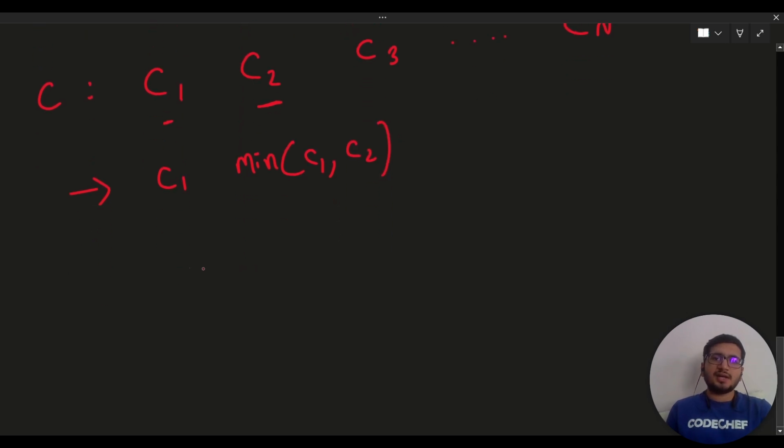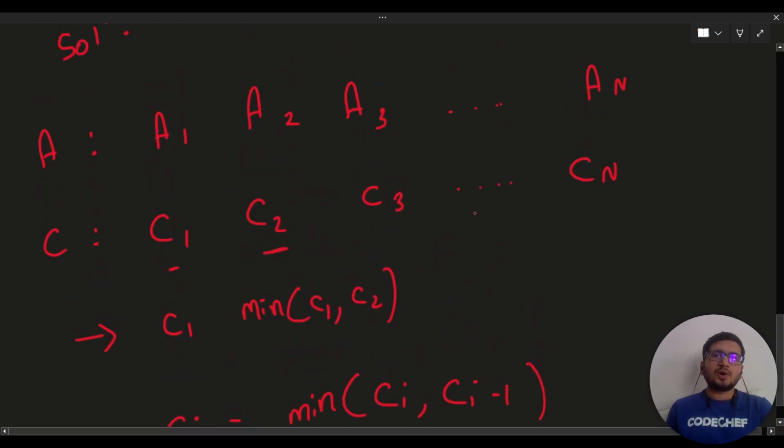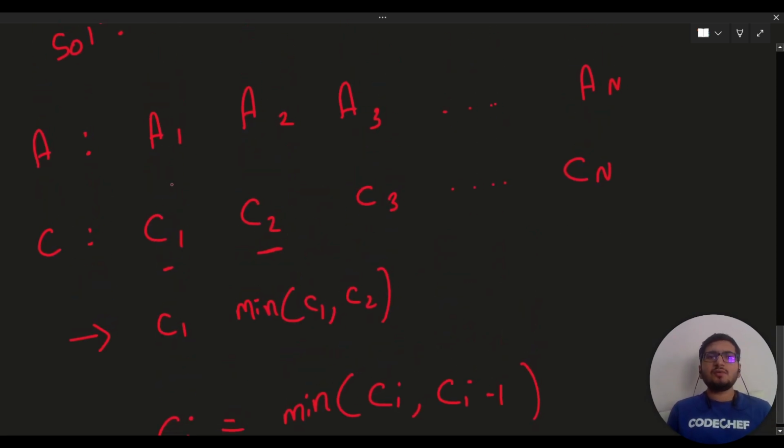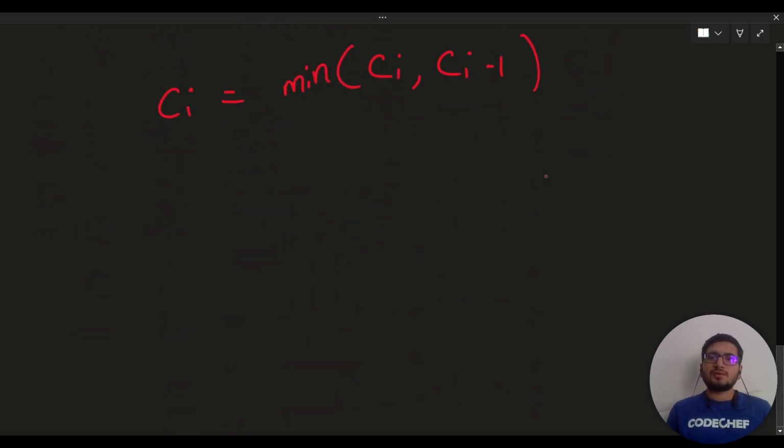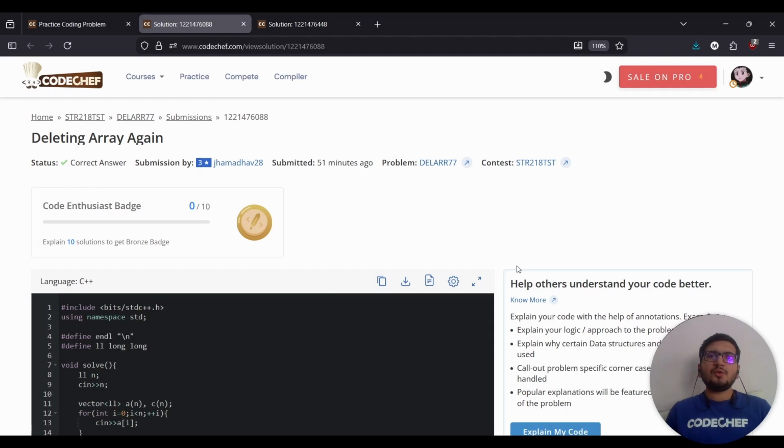We can define it as Ci is always going to be equal to minimum of Ci, Ci minus 1. We'll do this from left to right, and then for each corresponding element in A, we will find the minimum cost of C that we can use to delete it. With this, we will sum all of them up and we'll get the solution to delete the array A with minimum cost. Let's see how we can implement the solution in C++.